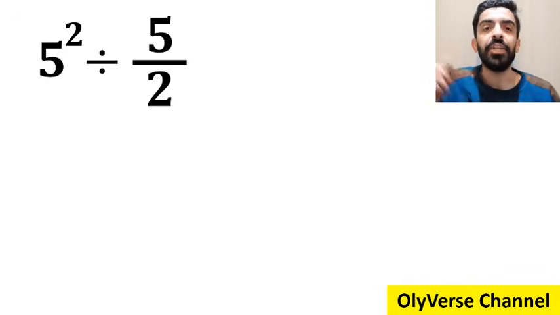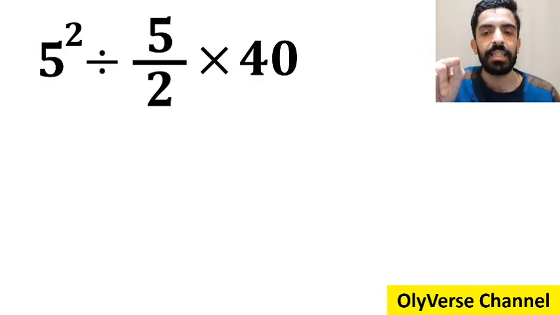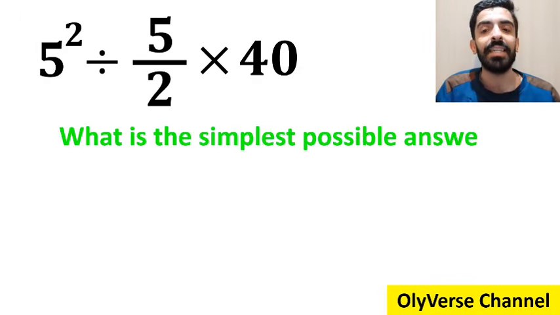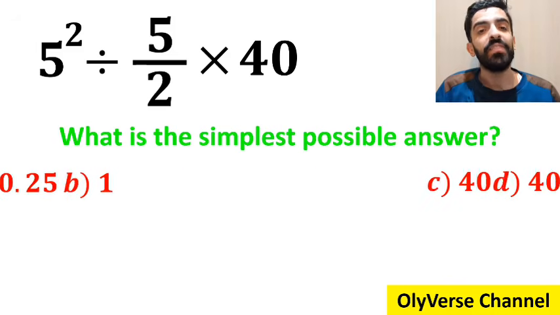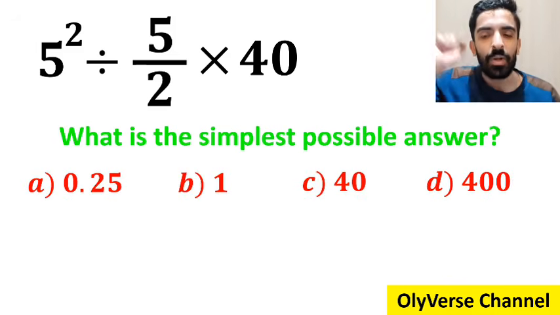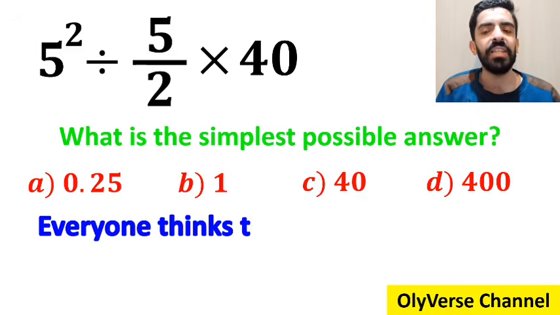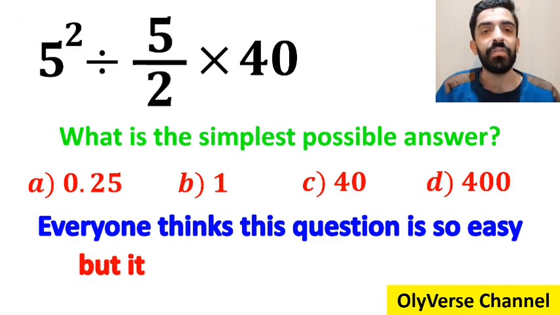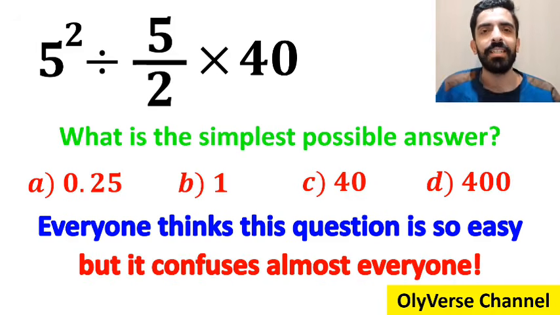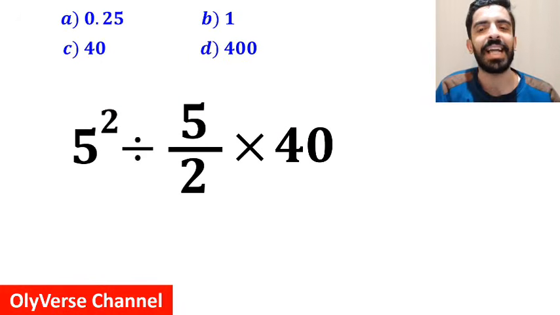If we have the expression 5 to the power of 2 divided by 5 over 2 multiplied by 40, then what is the simplest possible answer for this expression? Which option do you think is the correct answer to this question? Everyone thinks this question is so easy, but it confuses almost everyone. Let's break it down and solve it together.